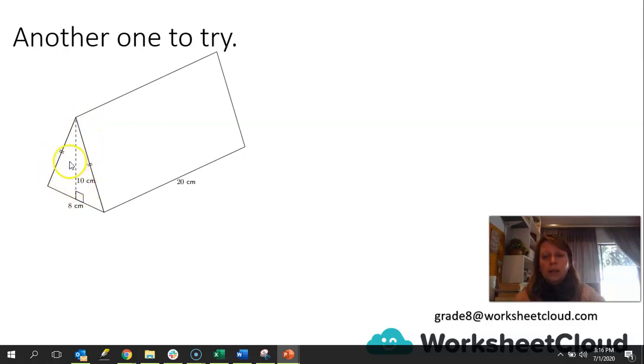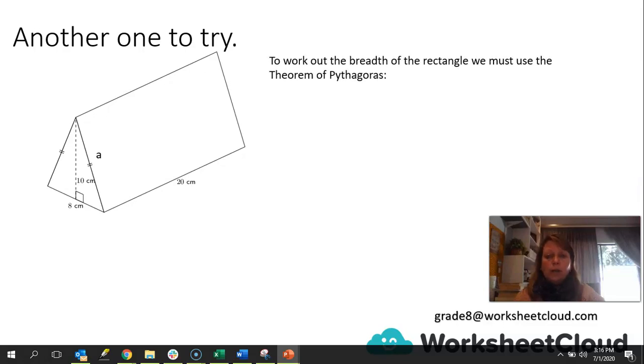Well, we don't need it to find out this area, but we certainly do need it to find out the area of our rectangles. So that we're going to name A, so that we can actually use the theorem of Pythagoras to work out what A is. Here we are going to use the measurements from the triangles to help us work out the area of each rectangle. So we've got A squared, which is the hypotenuse, is equal to B squared plus C squared. We're going to have B squared as being our height and C squared as being our base. So it's 10 centimeters all squared plus 4 centimeters all squared.